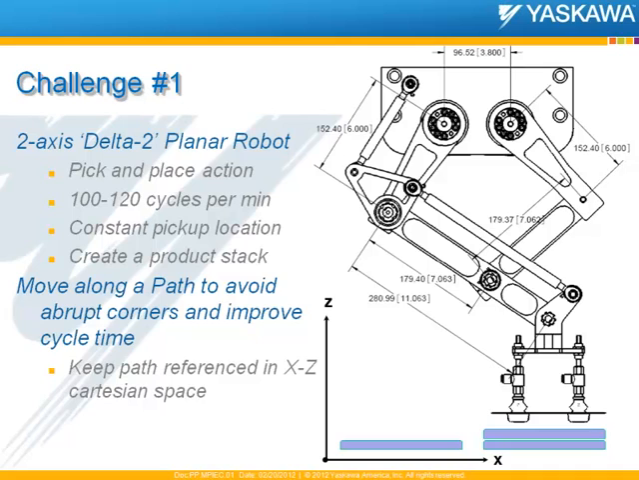We see a lot of these in use in pick-and-place type applications, and a particular customer brought us a challenge: to be able to pick a product and place it on a stack in the area of 120 cycles a minute or more. It's actually fairly slow for many applications, but we can go faster. The idea was to move along a path to avoid abrupt corners. If you just do a straight down and up and straight over and down and up again, you get sharp corners, and that adds a lot of impact and shock into the system.